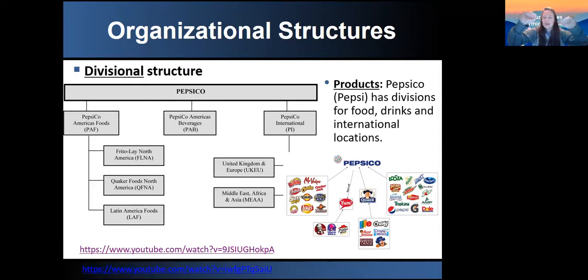Go North Carolina. All right, so PepsiCo. We know that it has different divisions for drinks and food, and also they are international. I did show this video on PepsiCo, which was very interesting.